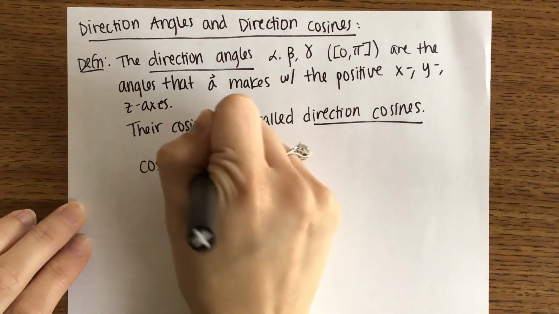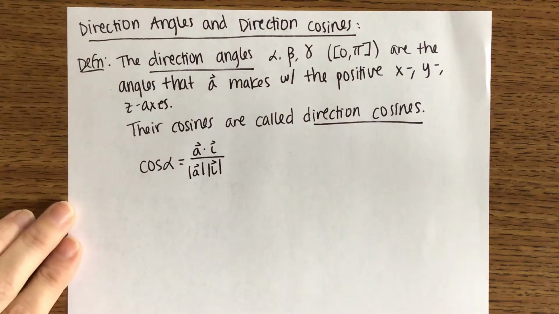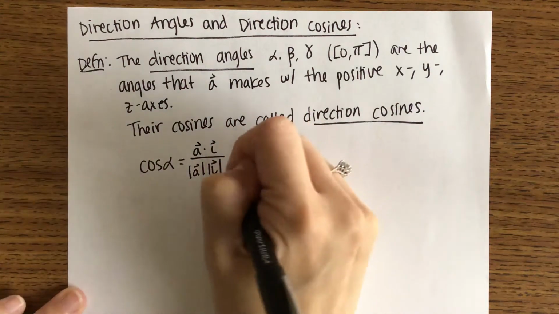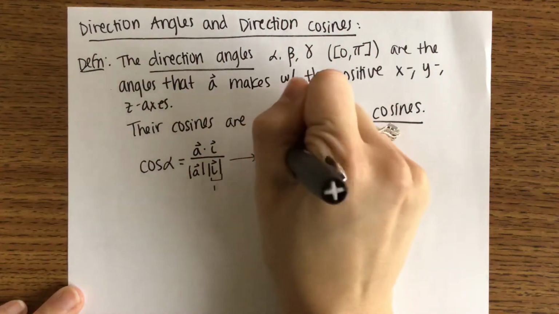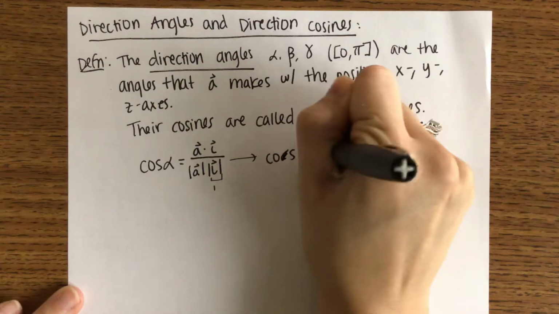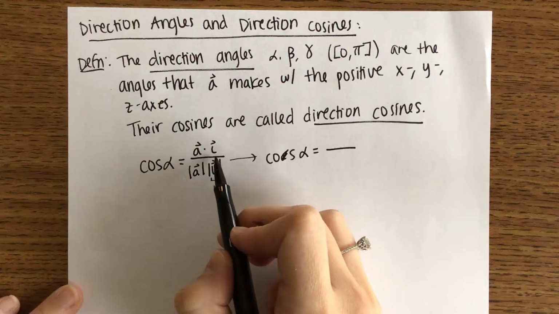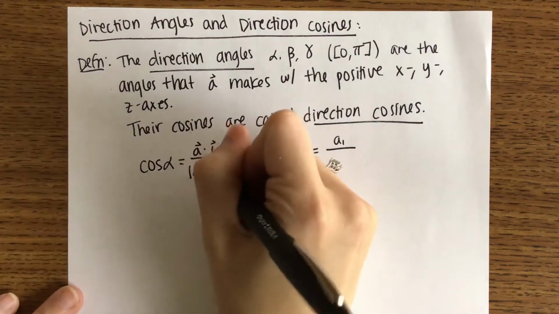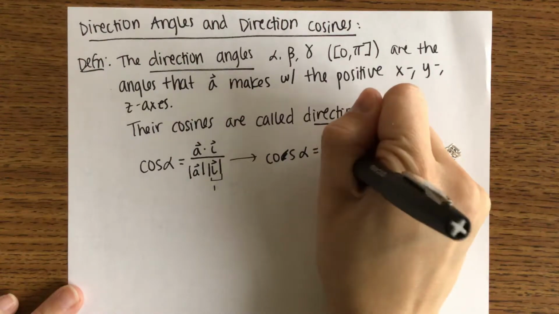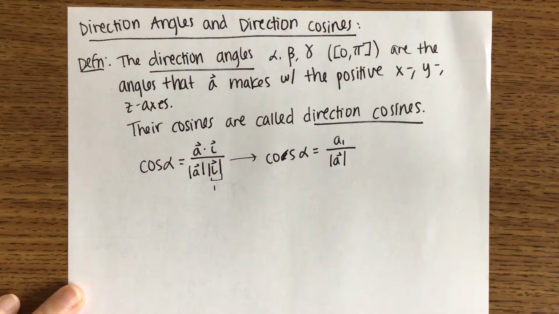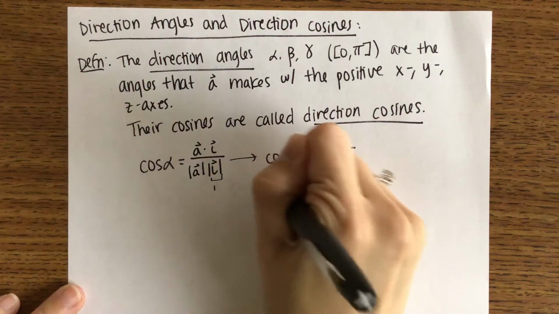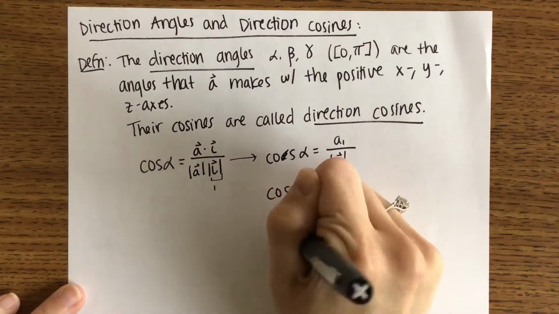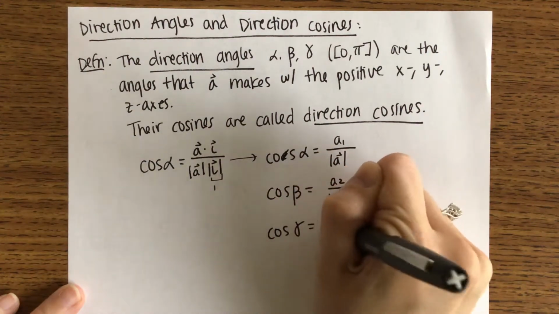And then we have the norm of A times the norm of I. Now, I is a unit vector, so it's convenient to use. The norm of I is going to be 1. So what this really gives us is that the cosine of alpha, in the numerator, that I is 1, 0, 0, so all that's going to be left is A1, the first component, over the norm of A. Likewise, cosine of beta is going to be A2 over the norm of A. Cosine of gamma is going to be A3 over the norm of A.